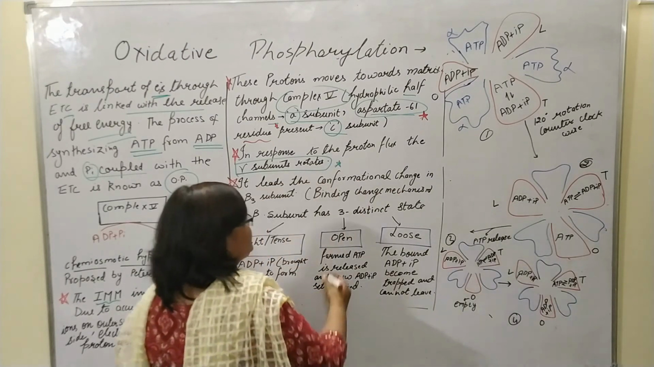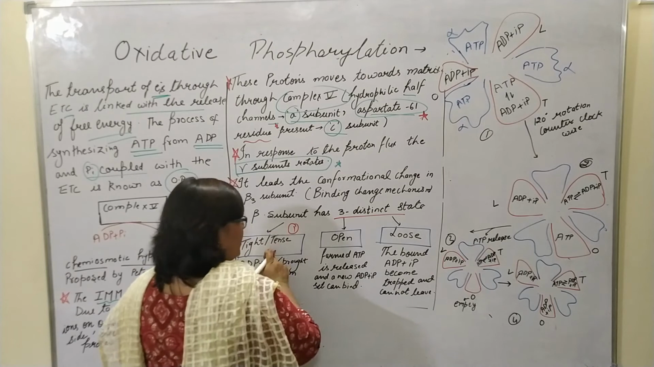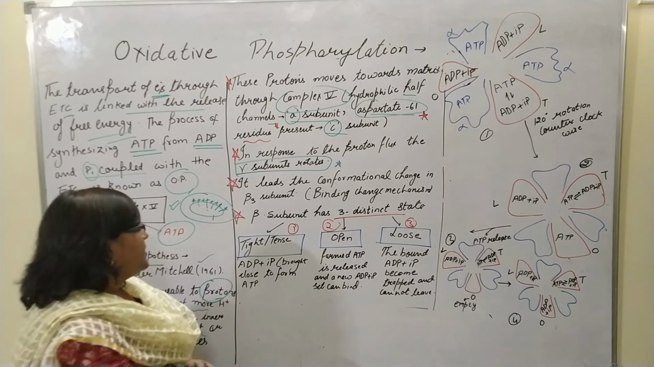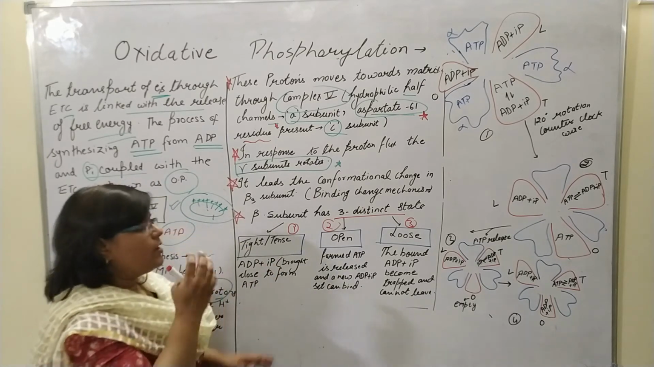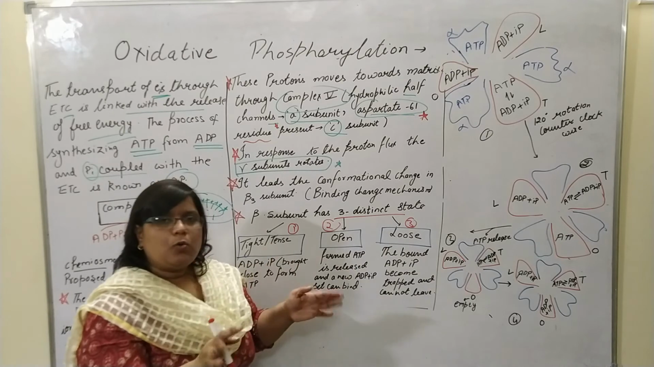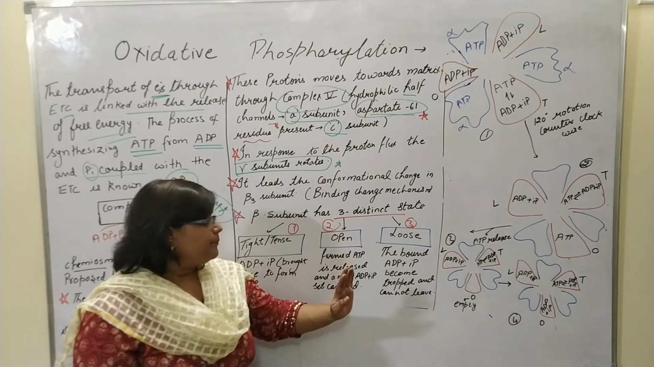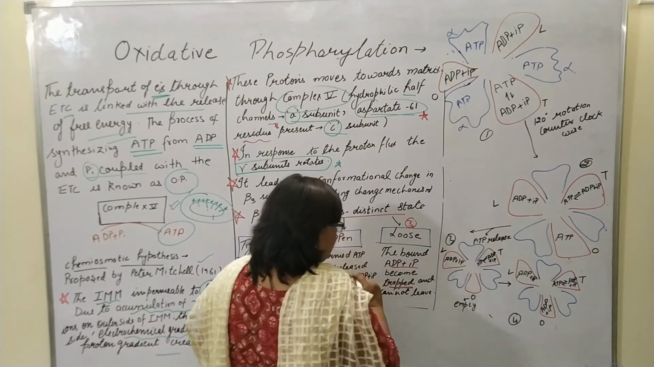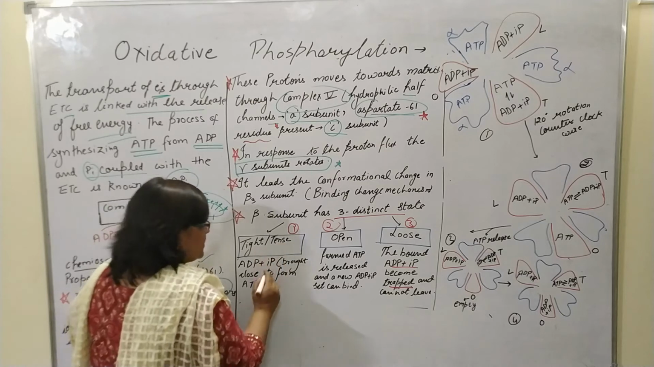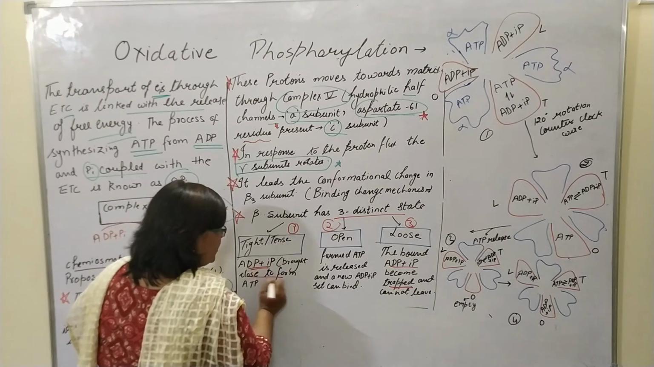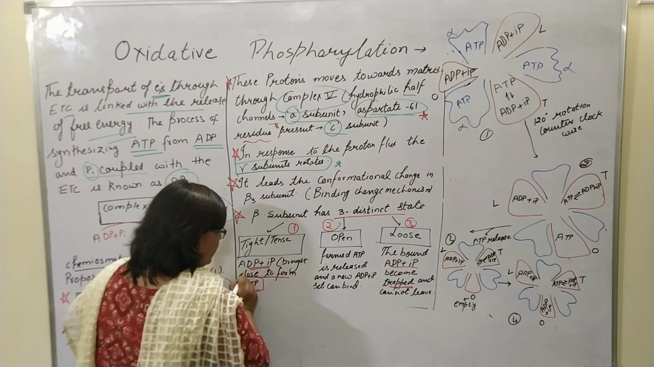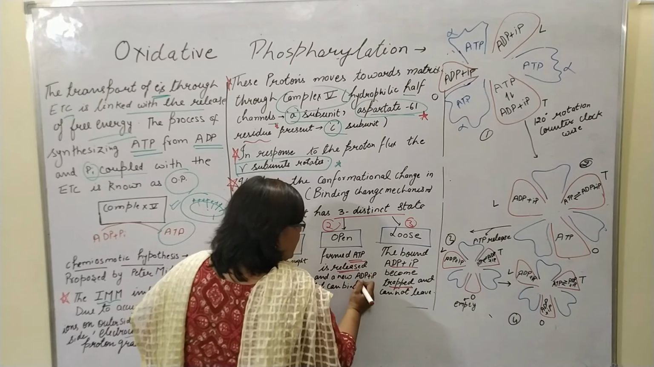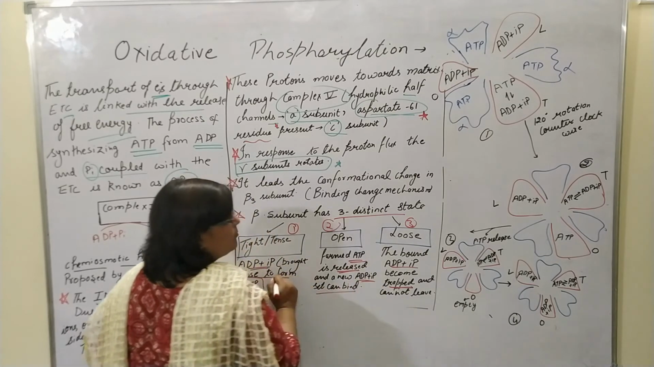Generally the beta subunit has three distinct states. One is the tense or tight, second is the open, and third is the loose. In the loose state of the beta, the ADP and inorganic phosphate become trapped. In the tight or tense state, this inorganic phosphate and ADP are brought close to form ATP. And in the open state, the ATP that is formed is released, and a new ADP and inorganic phosphate set can bind.